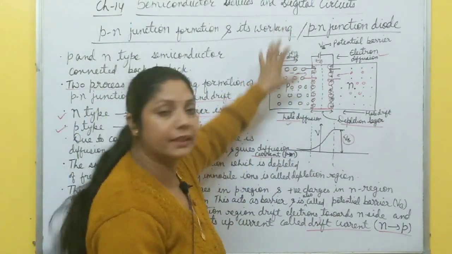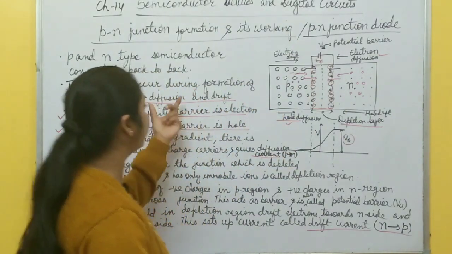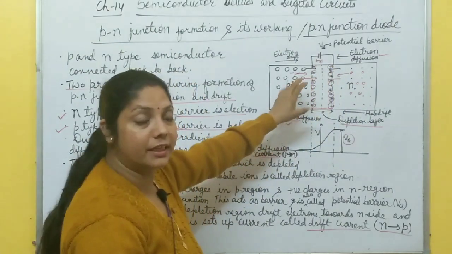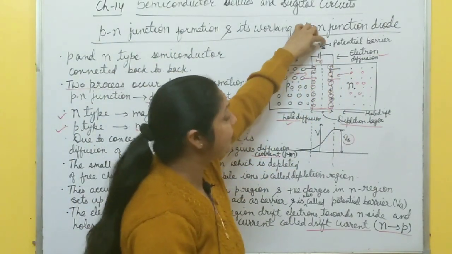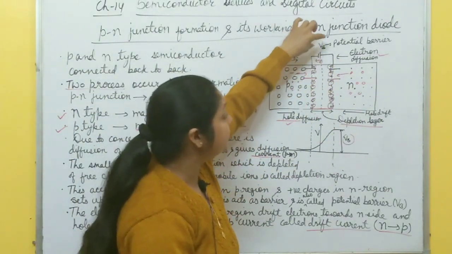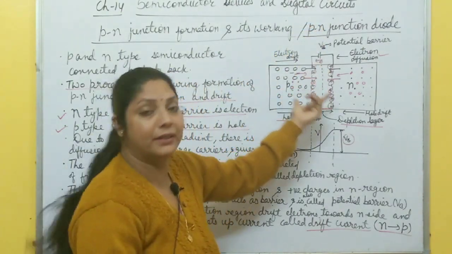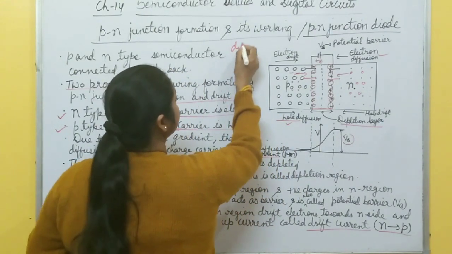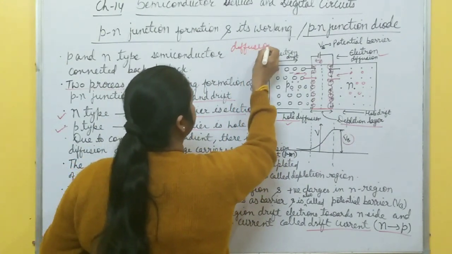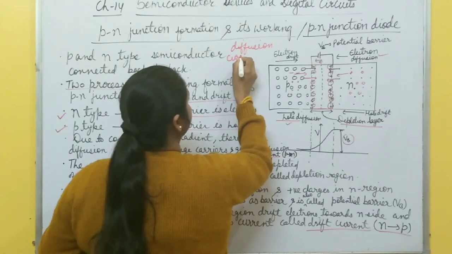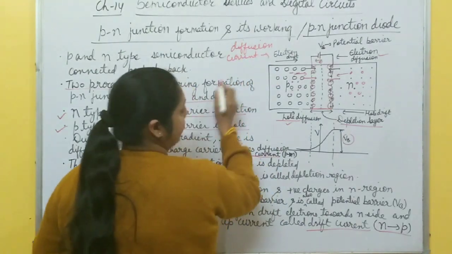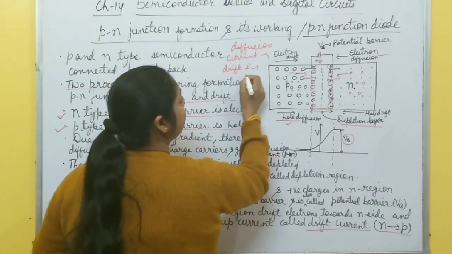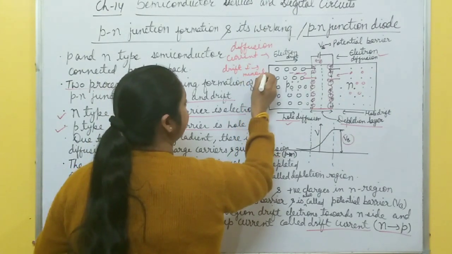So you have to write everything. You have to draw a neat and clean diagram. First you write what is diffusion, from where diffusion takes place, which majority charge carriers, then due to that diffusion a potential barrier is set up across the junction, and due to this potential barrier, drifting of minority carriers. So diffusion current is due to majority charge carriers, right? And drift current is due to minority charge carriers, right?